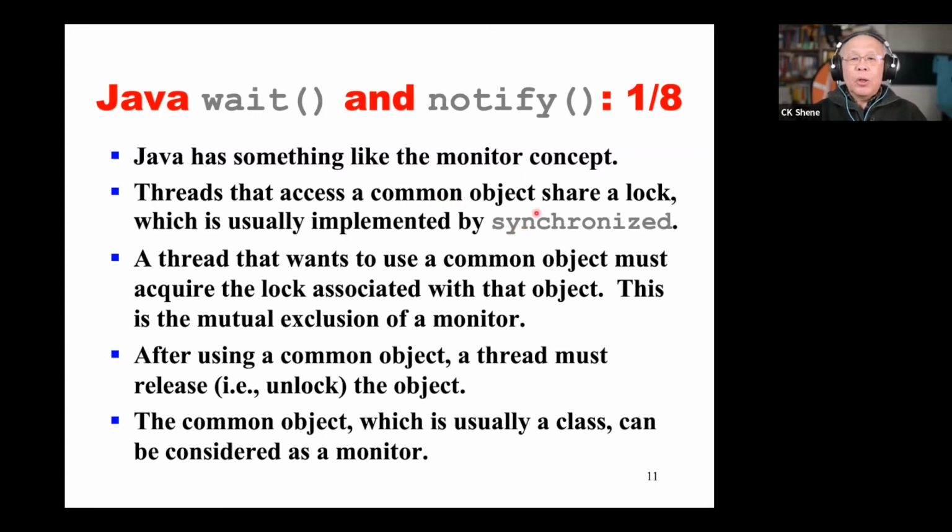A thread that wants to use this common object first of all must acquire the lock associated with that object. This is the mutual exclusion boundary of a monitor. After using that common object, a thread must release the object. That's exiting the synchronized block. So this common object, which is usually a class, you may consider as a monitor.